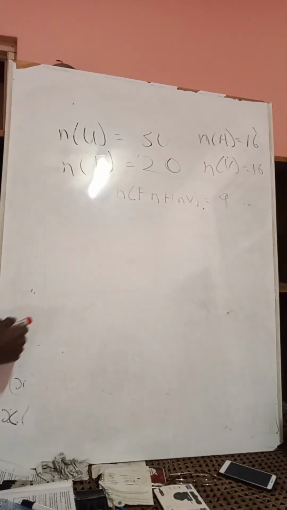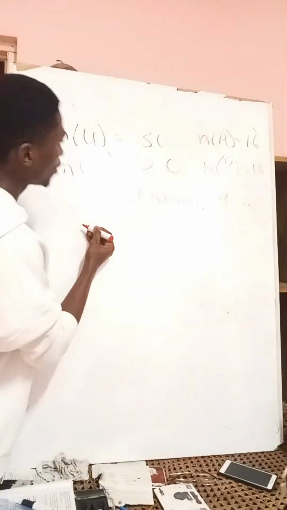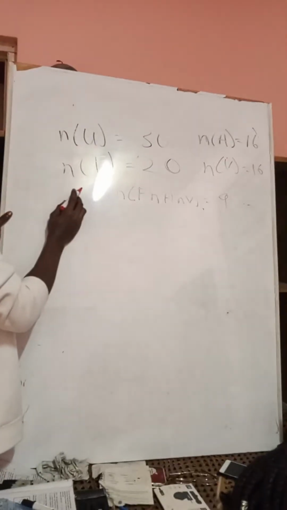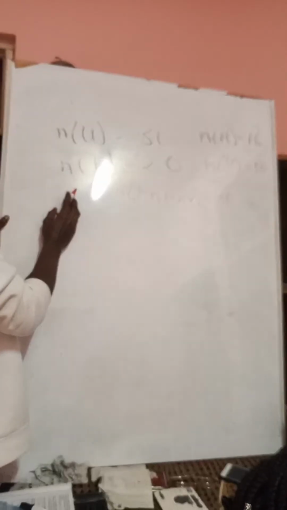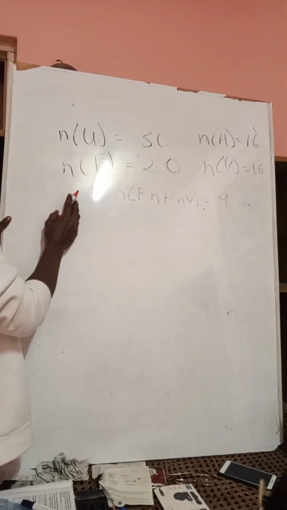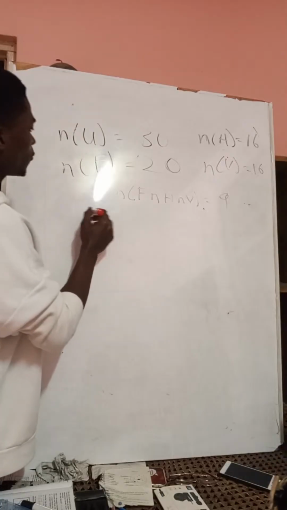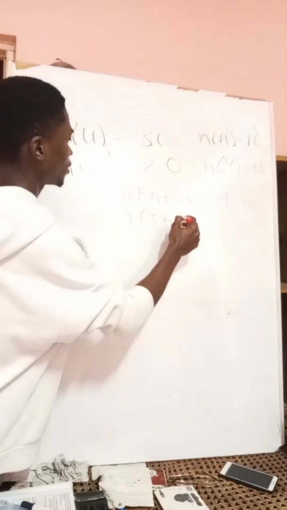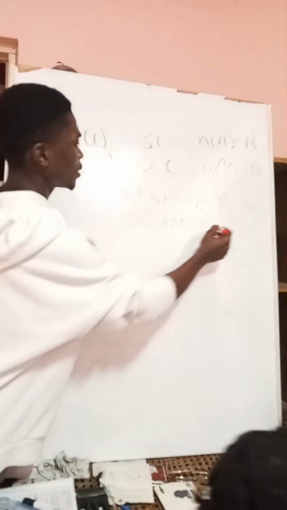15 play football and volleyball. Football and volleyball, that is number of F intersection V, is equal to 15. Fantastic. Let's go.